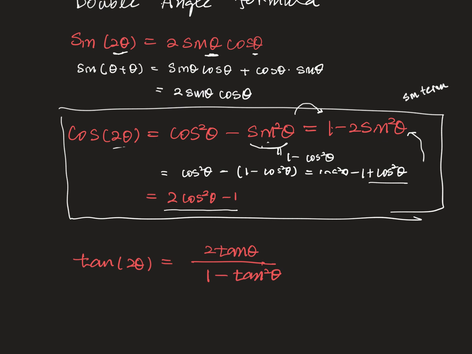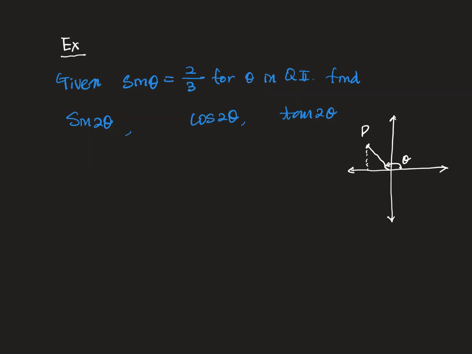Tangent is going to be the same thing: tangent theta plus tangent theta over 1 minus tangent theta times tangent theta. So that's the double angle formula for tangent. First, let's practice how to use the double angle formula.